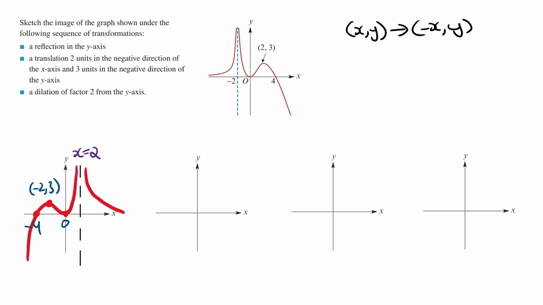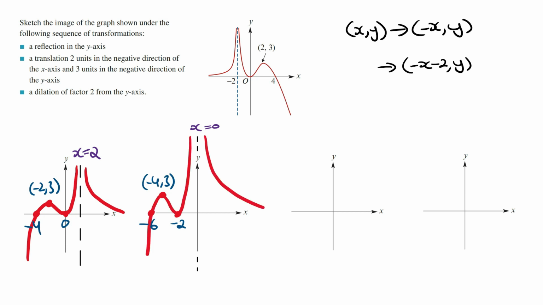Then we have a translation 2 units in the negative direction of the x-axis, and so what this means is that all these new x coordinates are going to be shifted 2 units to the left, but the y coordinates are going to remain the same. And so doing this, we're going to get the vertical asymptote now becoming the line x is equal to 0, the turning point is going to be at (-4, 3), and the x-intercepts are going to be at -6 and at -2, and so the graph is going to look something like this.